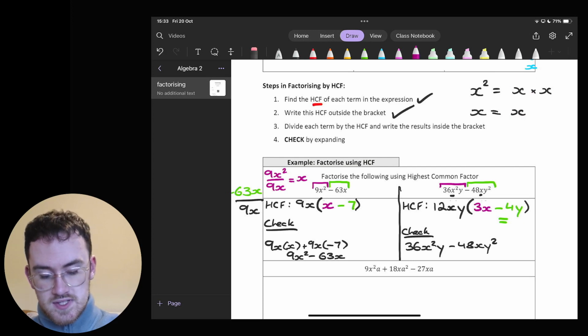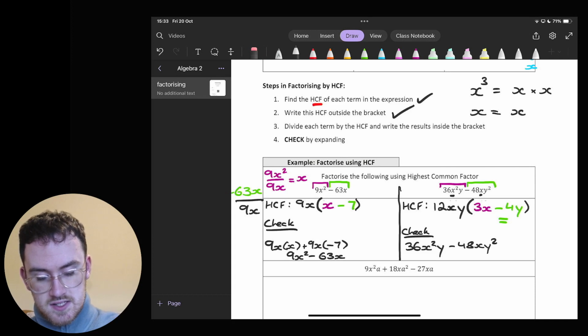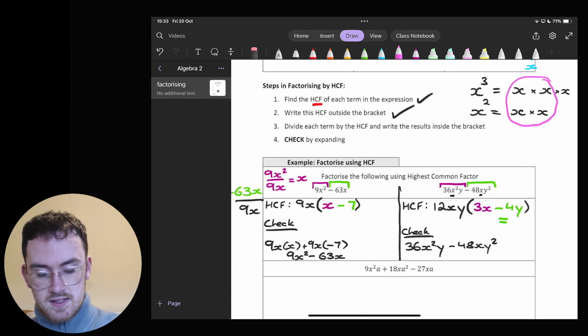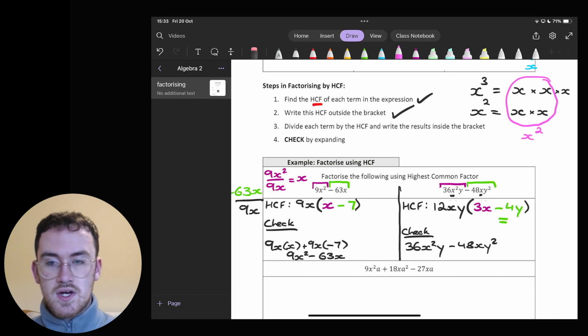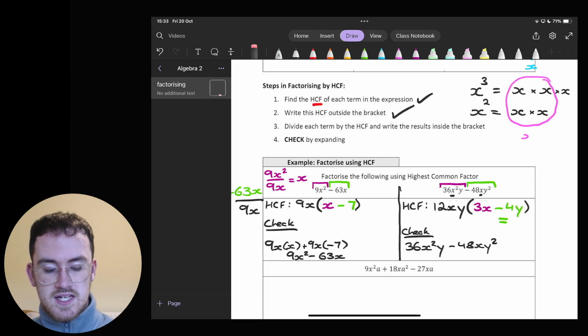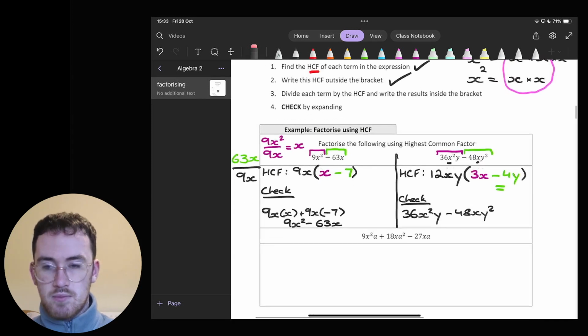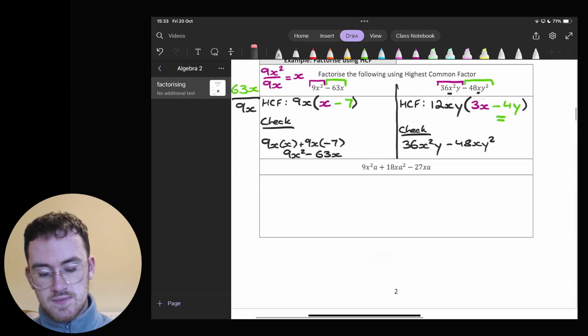In a similar way, if it was x cubed and x squared, I would have x times x times x over x times x, and what they would have in common this time would be those two x's, or x squared, x to the power of 2. So a lot of the time we're looking for that smallest power of x that's in the question, but that's where we're coming from with that one, elaborated upon a little more.